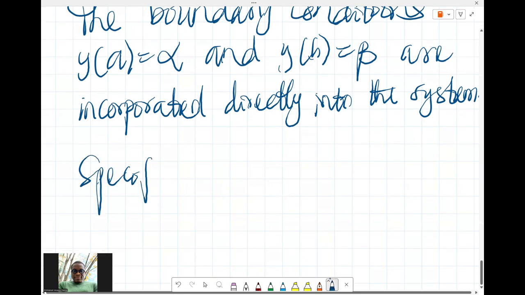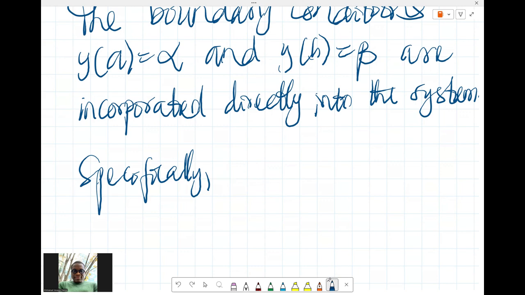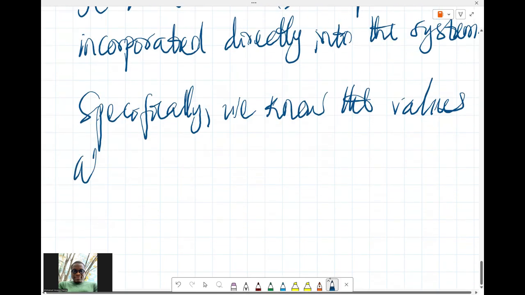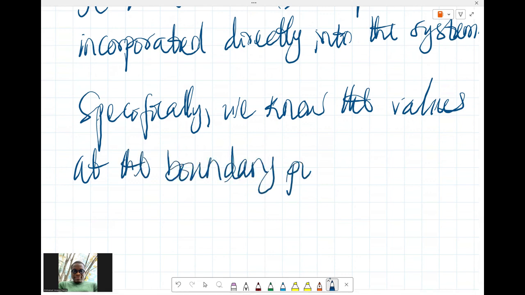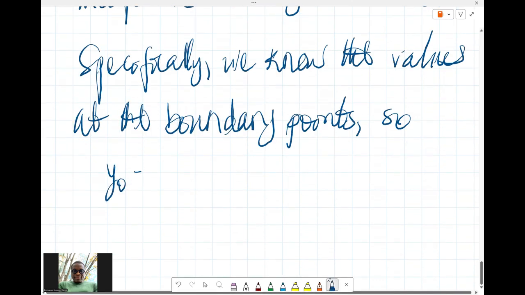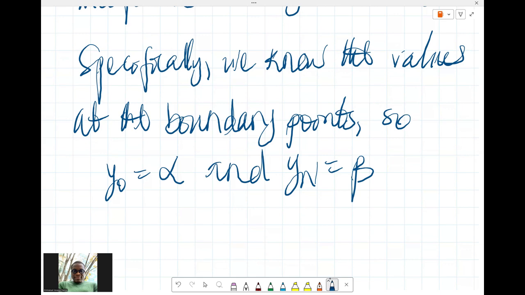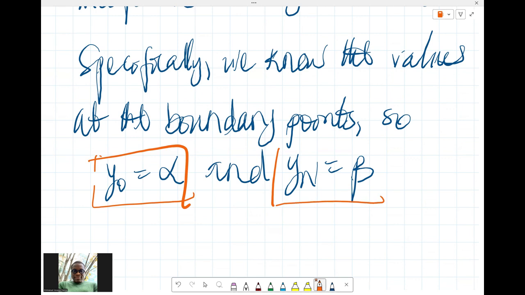Specifically, we know the values at the boundary points. So we have y naught to be alpha and yn to be beta. So this is y naught in the beginning, and yn corresponds to what you have at the end.